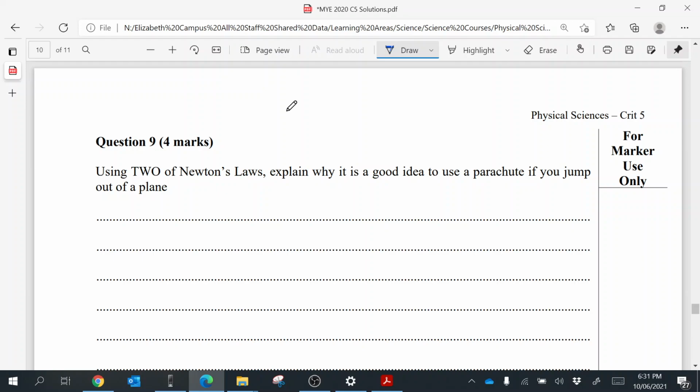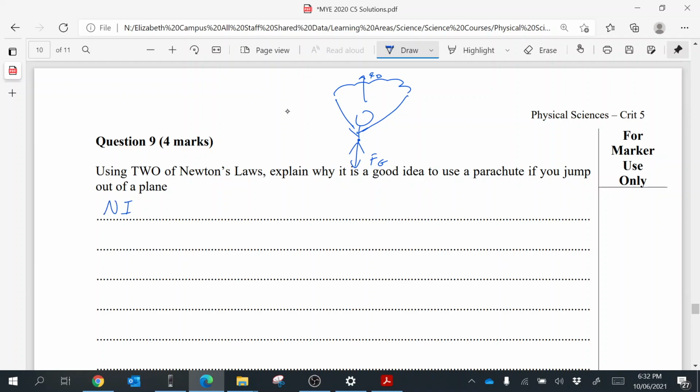Okay, welcome back to the mid-year exam 2020. This is Criterion 5 Solutions, and this is the last question of Criterion 5, question 9. In this question they ask, using two of Newton's laws, explain why it is a good idea to use a parachute if you jump out of a plane. So let's start off by thinking about what is actually happening if you jump out of a plane. You have the force of gravity acting downwards. With a parachute, the parachute will provide a drag force, Fd, going upwards. So let's think about Newton's first law in this context.